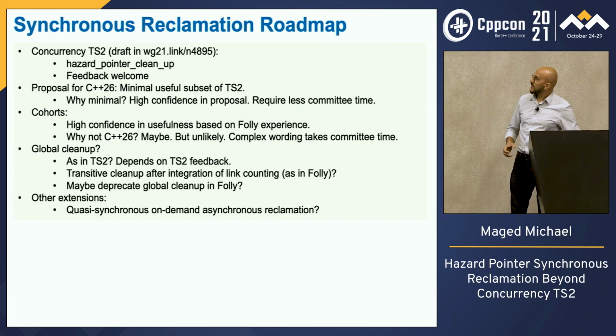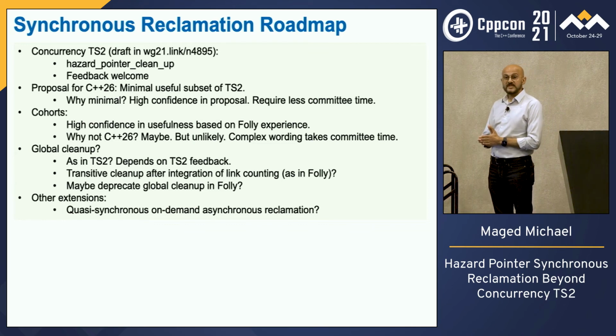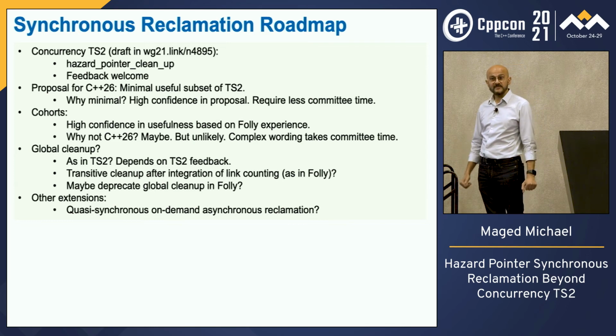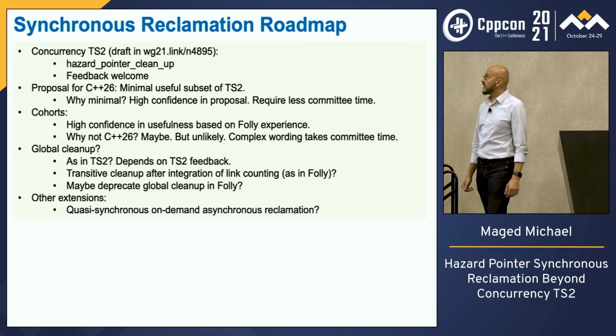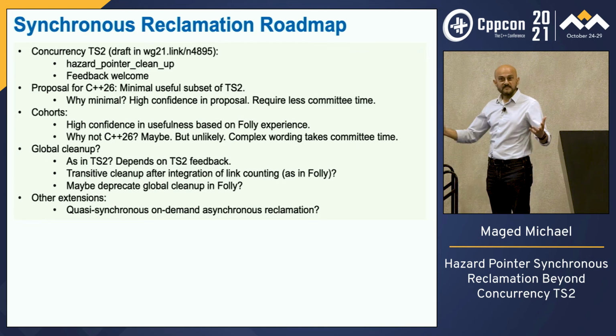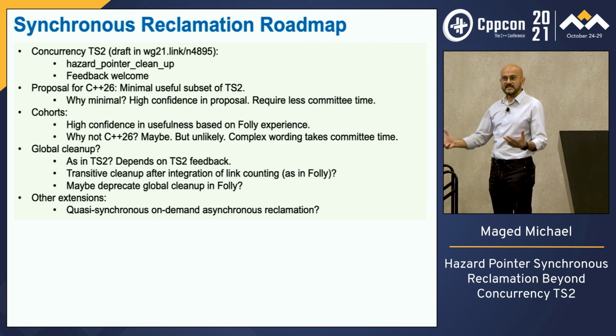Okay, so now I'm going to shift gears to a roadmap for synchronous reclamation. The Concurrency TS2 working draft is available. It has global cleanup with the semantics of hazard pointer cleanup. Feedback is welcome. I mean, the TS is not out yet, but of course, anybody who implements it or looks at the interface and gives feedback, that's very welcome.